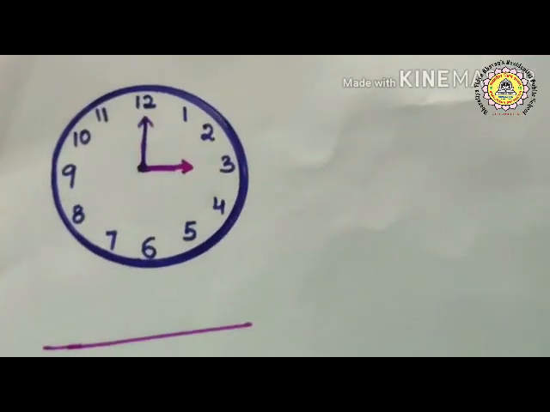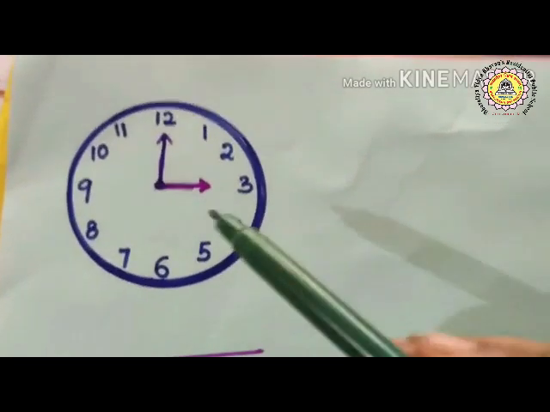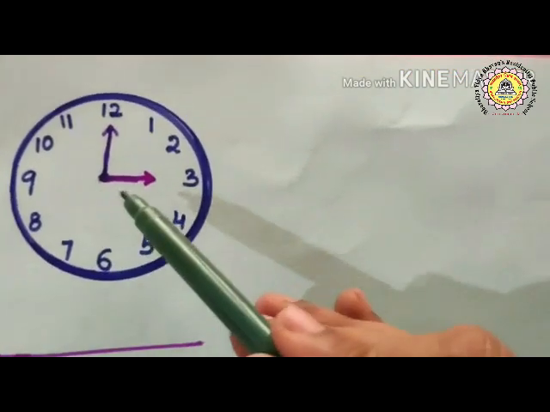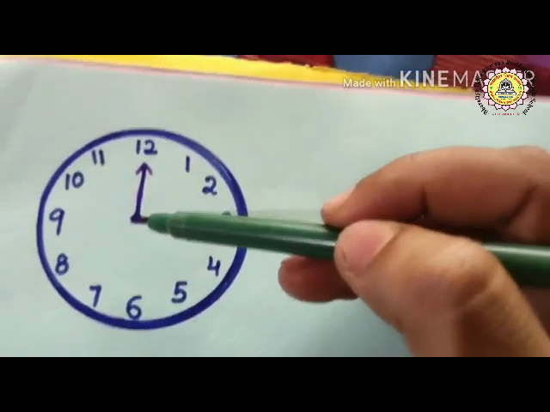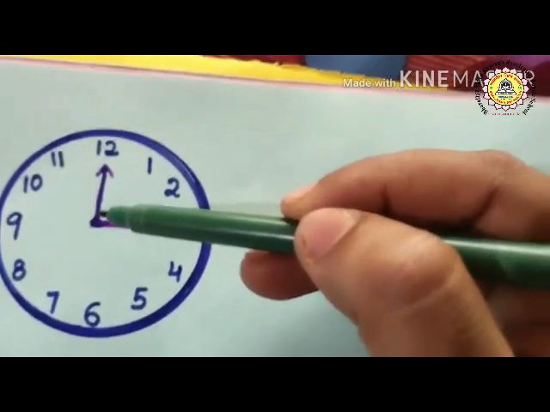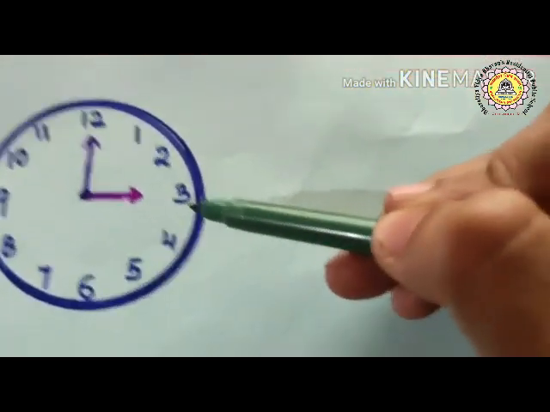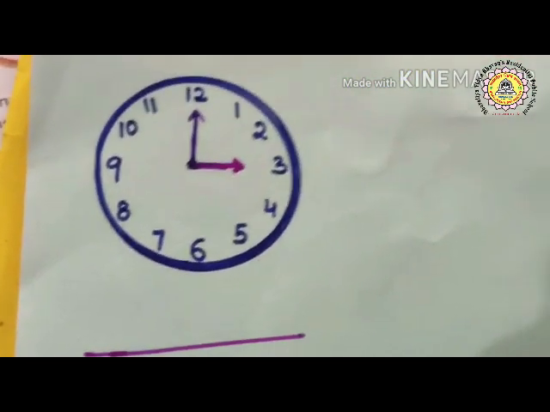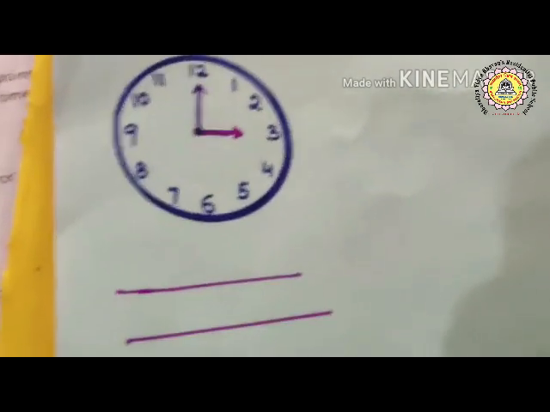See children, here is an example for you. In this clock, where is the short hand? The short hand shows towards 3. The short hand shows 3 and the long hand points to 12. Long hand, that is minute hand, points to 12 and the hour hand points to 3. So, shall we write the time now? Tell me children, what is the time? The time is 3 o'clock.